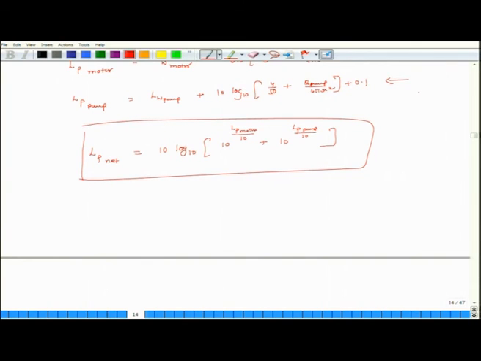So this is how I can do this. If there are 10 different sources with 10 different directivities, I can use exactly the same procedure and come up with the final answer. So this is what I wanted to discuss today.